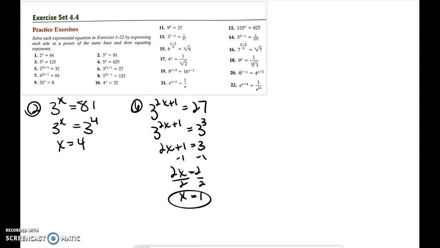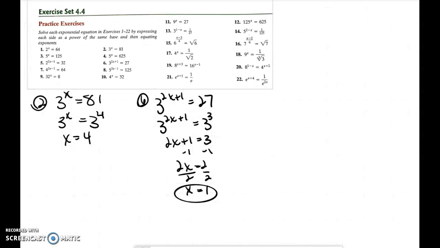If we move to something like number 10, so again, just doing every other even instead, there's a little bit more work that goes on here, because we have 4 to some power equals 32, and we can't rewrite 32 as a base of 4, but 4 can be rewritten as a base of 2. So if you rewrite 4 as 2 squared to the x, and 32 we said was what, 2 to the 5th? Then we can think of our exponent rules.